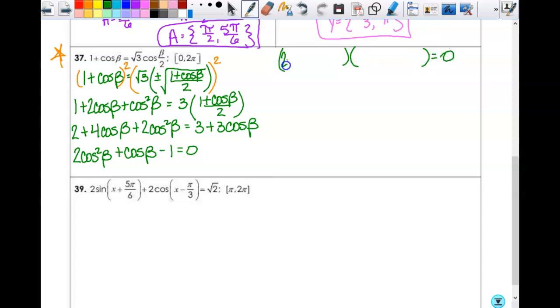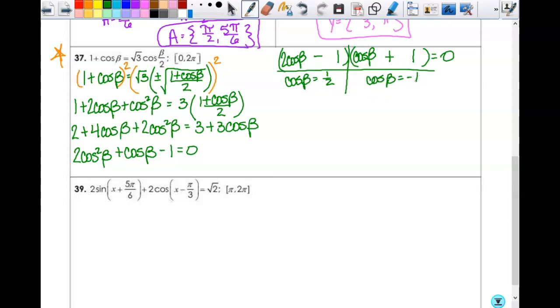This will be 2 cosine beta and cosine beta. This is negative, which means my signs are opposite. I know the numbers have to be 1 and 1, but I got to figure out what the signs need to be inside of here. So if I want this to be positive, I need my 2 when I multiply to be positive and this 1 to be negative. So that's what I get. Then I get that cosine beta equals 1/2 and cosine beta equals negative 1.